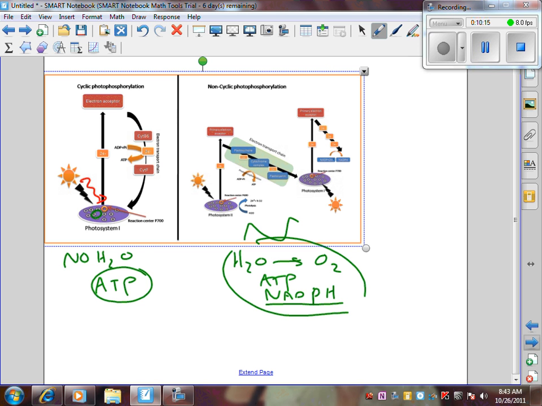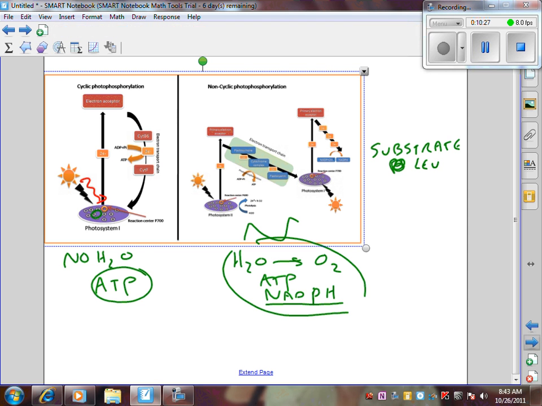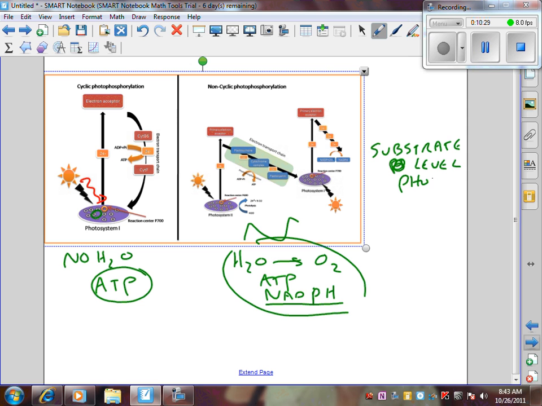So in review, we have substrate level phosphorylation, right? If you remember that, that was in glycolysis and a little bit in the Krebs cycle. That was done by the kinase enzyme. And then we had oxidative phosphorylation, and this was done with the chemiosmotic process that we see in the electron transport chain.